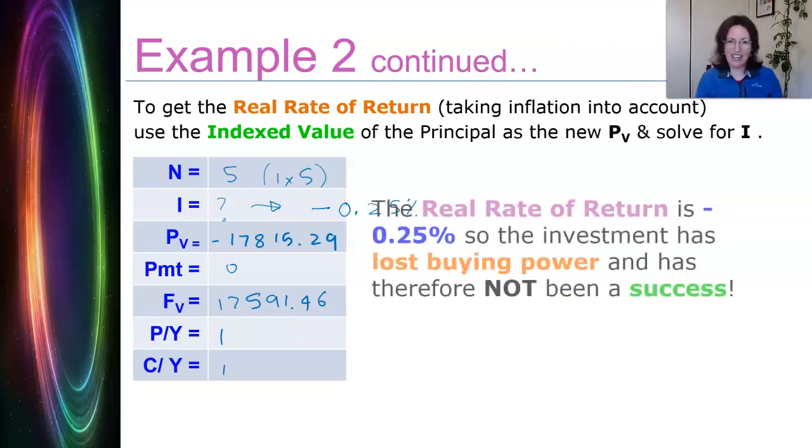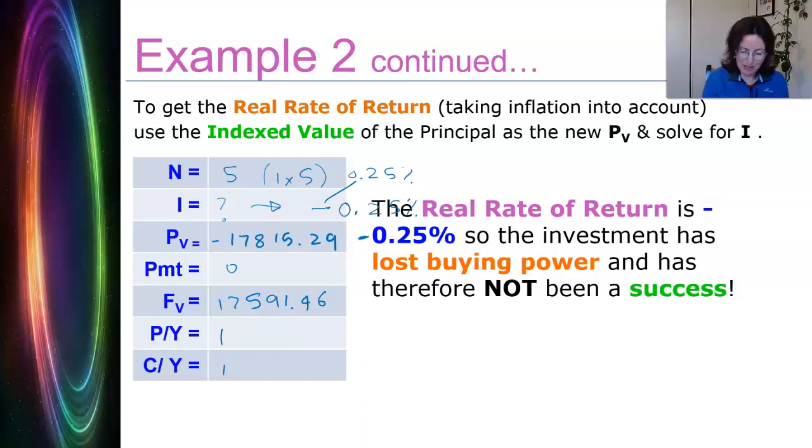So what we can say there is, sorry that I wrote over the top there. Here, I'll just write that off to the side, 0.25. The real rate is negative 0.25%, or that negative should be there as well. So the investment has lost buying power and has therefore not been a success. Really take note of the wording here, because sometimes when you do these questions, it's not just about solving for the number, it's about commenting. So writing down these phrases, lost buying power as opposed to gained buying power, been a success or not. They're really important when you come to answer these questions.